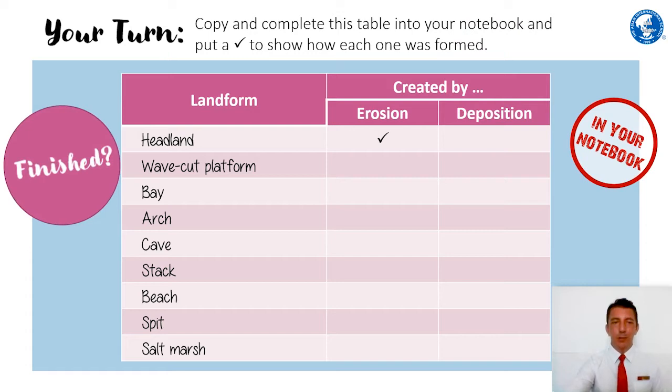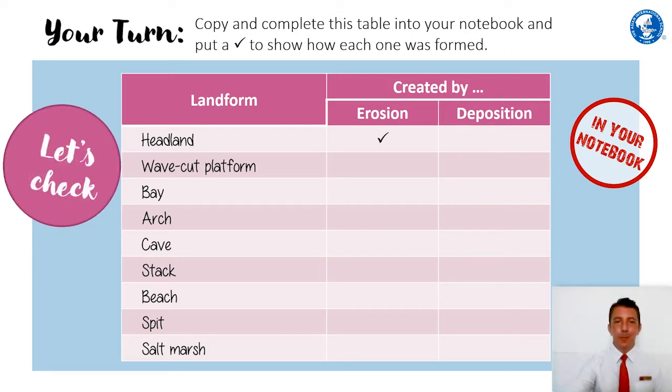Okay, if you've finished, we can check. So the headland, our example, is formed by erosion. So the cliff is eroded faster where there's soft rock, and the headland of hard rock is left jutting out. The wave-cut platform is also formed by erosion. So the cliff is eroded and it retreats back, leaving a platform at the bottom.